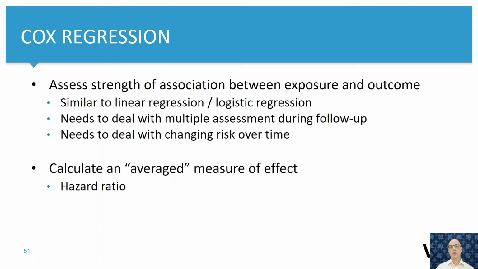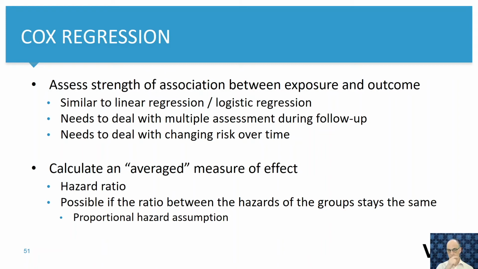So the way that the Cox proportional hazard regression works is that it estimates an average measure of the effect over the entire follow-up period. And that measure of effect is called the hazard ratio. And the hazard ratio indicates how much more likely it is to have the event in one group compared to the other group.